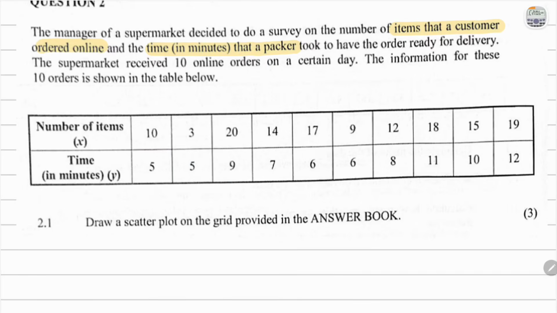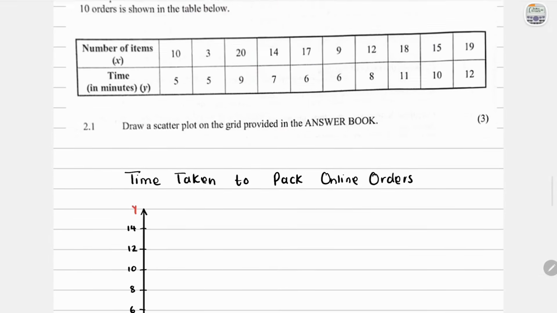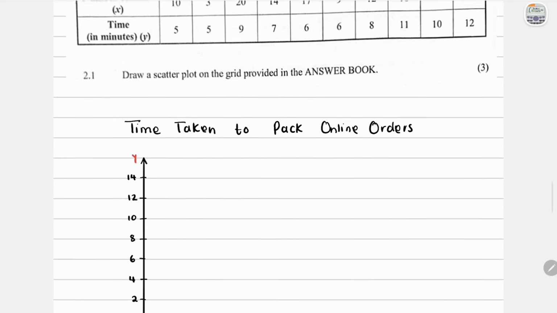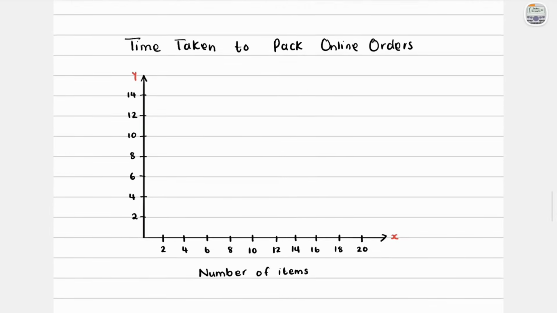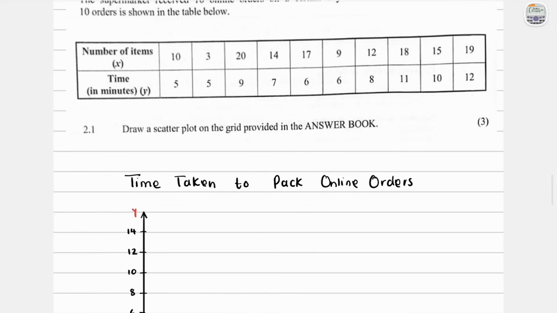So with these, I'm just going to count in twos because they seem like they would go better with these values. And I also go with twos here. Then give it a name relevant to the survey, say time taken to pack online orders. Okay, so this is what we have, and now we have to plot it down.